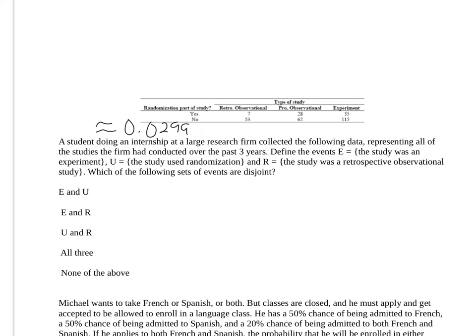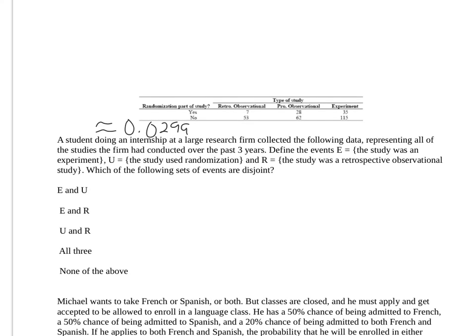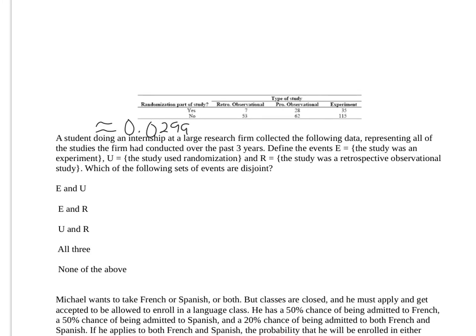section on how we design studies, you would remember that an experiment is kind of the opposite of an observational study, right? So that makes it really easy if you can remember that. You can use randomization in both an experiment and retrospective observational studies. That's doable, but you can't have an experiment that's also a retrospective observational study. So the easiest way to classify this is to ask what's disjoint? It can't be both E and R at the same time.